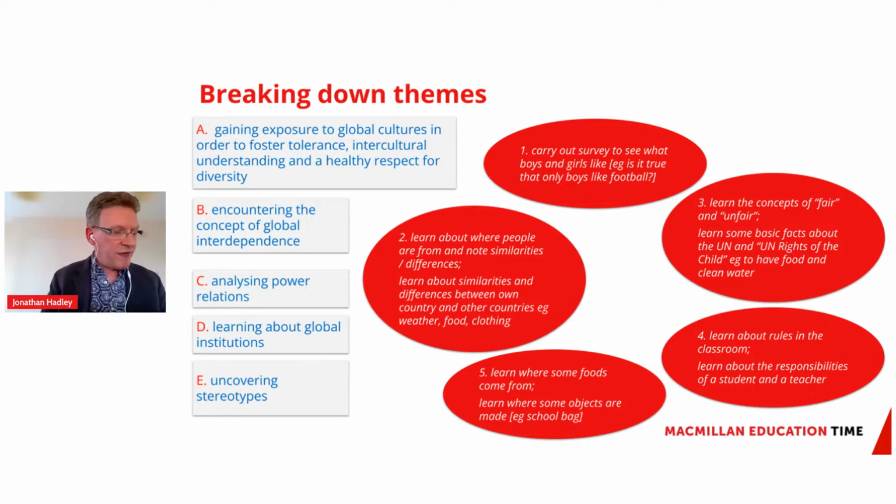So the last one, number 5, learn where some foods come from. This would match B, encountering the concept of global interdependence. And you might want here to show students the kind of foods that they have in their local supermarket. Where do these foods come from? Do they have them in their house? Perhaps some homework. They could open the kitchen cupboards and see if every product comes from Italy. If it doesn't, where does it come from? And what do we think about that?